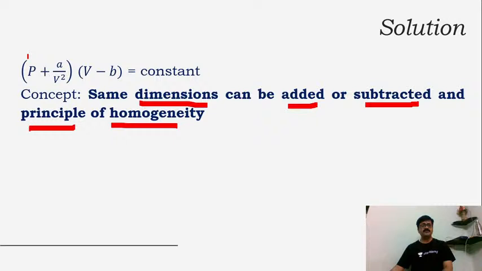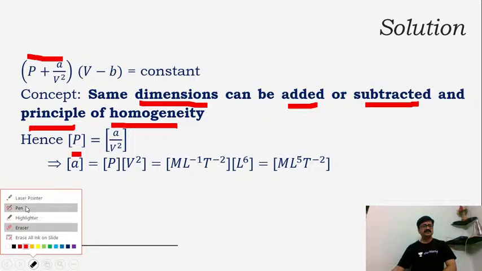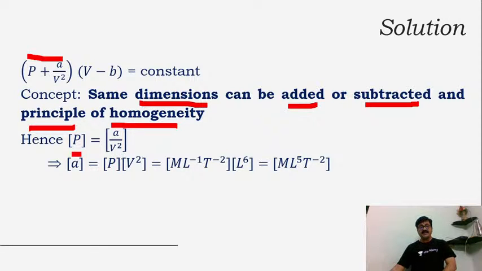As you can notice here, p + a/v². Obviously, a/v² must have the same dimension as that of p. P means pressure here. Okay, so that is what we will write here. So hence, dimensions of p must be same as dimensions of a/v². So hence we can comfortably see that, I'll just erase this part, a can be written as pressure into square of volume.